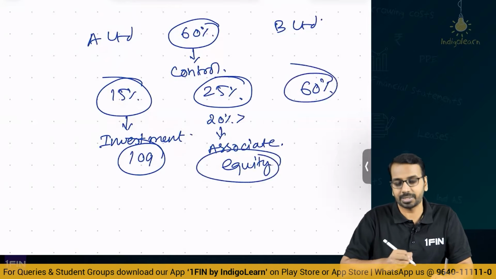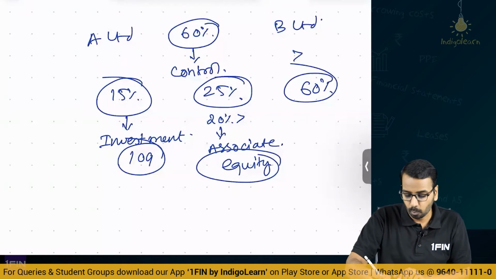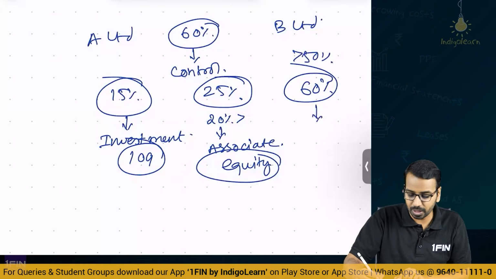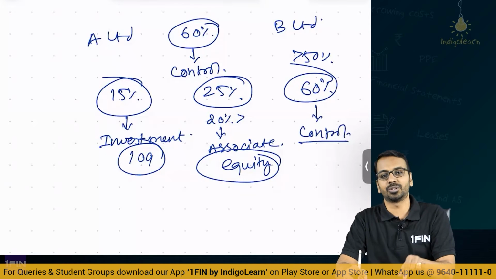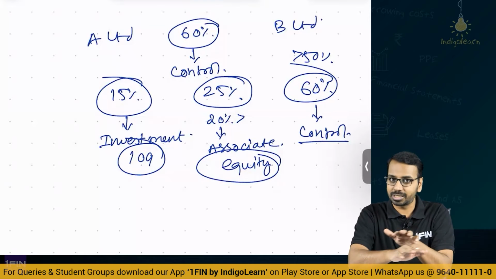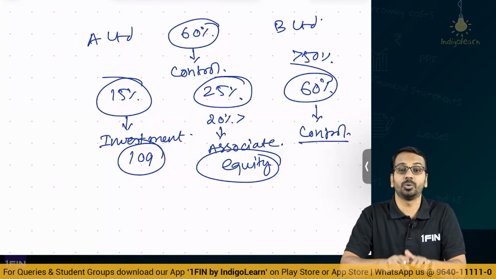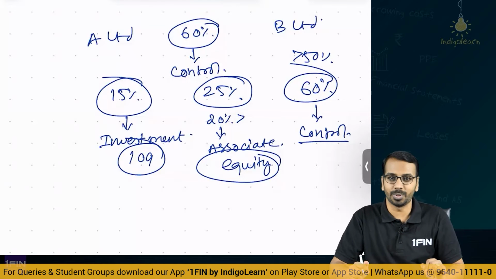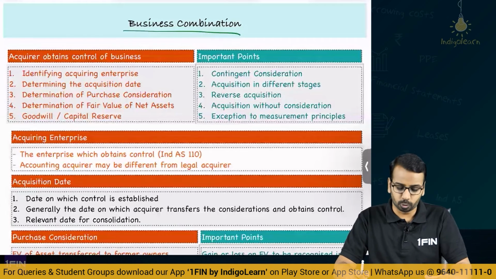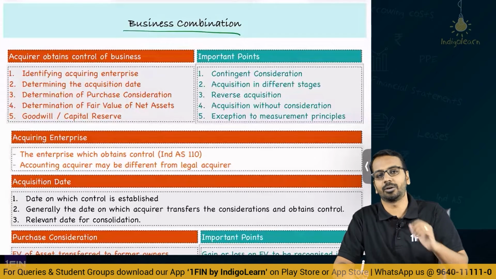Then when it is 60%, more than 50%, this is where we have control. And wherever there is control, we follow Ind AS 103 business combination. So, this standard will cover only those cases where the acquirer has control over the acquiree's business. Now, with this understanding, let us quickly go through what all we need to focus on in this particular chapter.